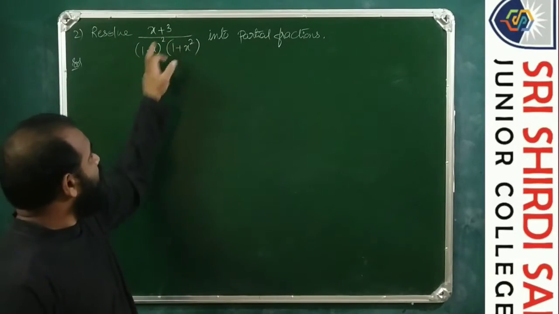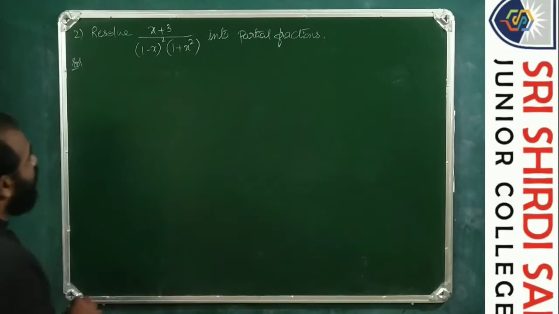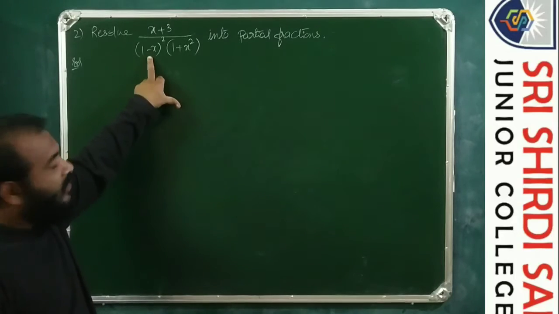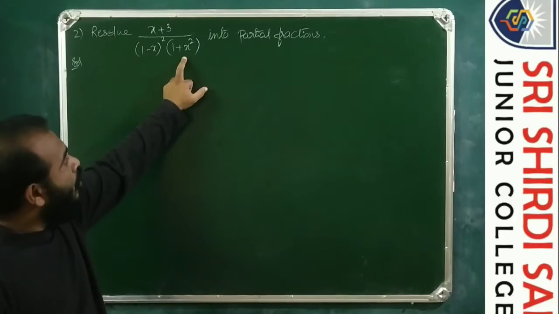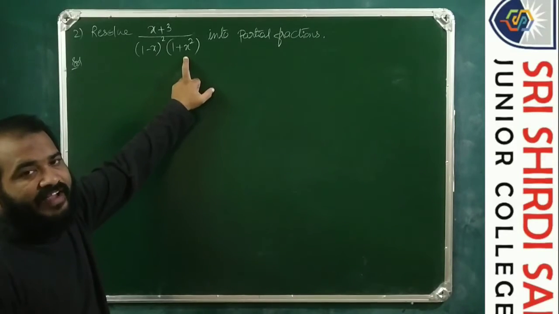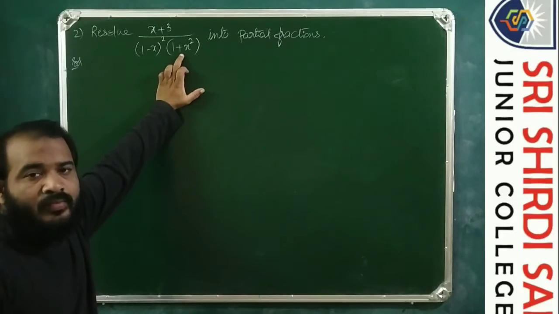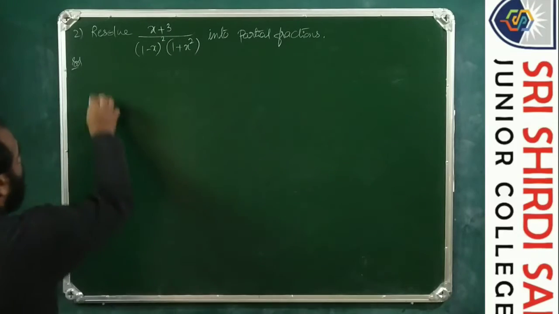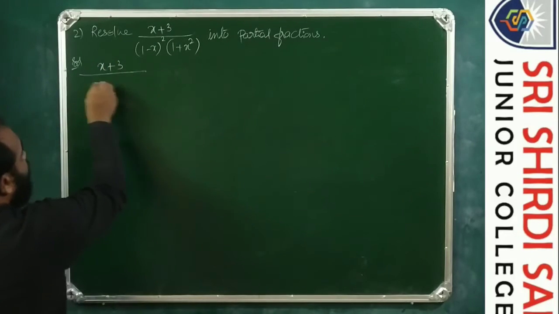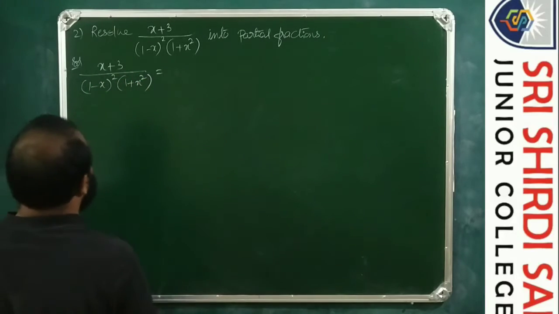Resolve x plus 3 by 1 minus x whole square into 1 plus x square into partial fractions. So here the denominator contains a repeated linear factor and a non-repeated irreducible quadratic factor. This is the repeated linear factor, type 2, and the non-repeated irreducible quadratic factor, type 3. So this is the combination of type 2 and type 3. So x plus 3 by 1 minus x whole square into 1 plus x square is equal to.